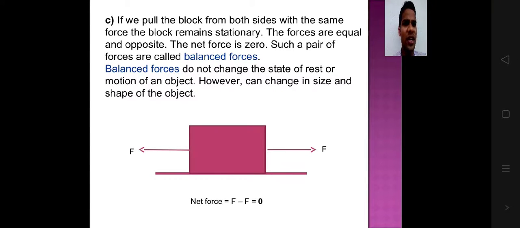How do you understand this? Like let me say, I'll take a sponge, replace this block with a sponge. It will not move, but it changes its shape. Like if you're trying to pull it away, it gets a little extended, but it will not move. So there can be change in size or shape, but it doesn't move. So this is about your balanced forces. I hope we are clear with these things.